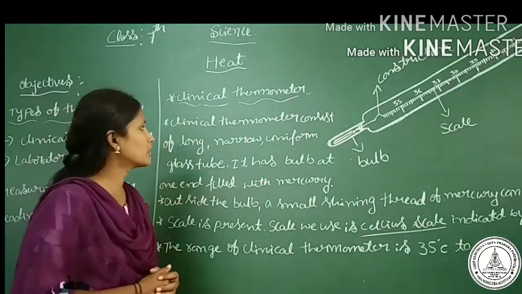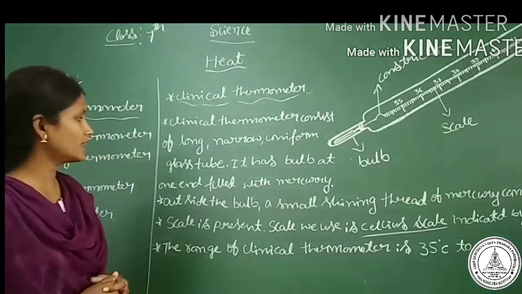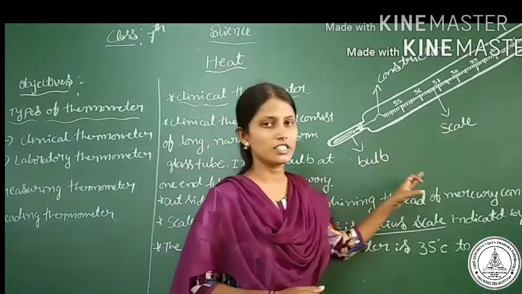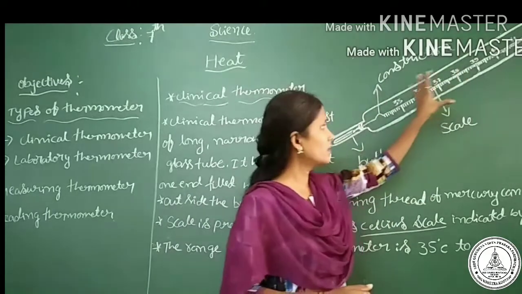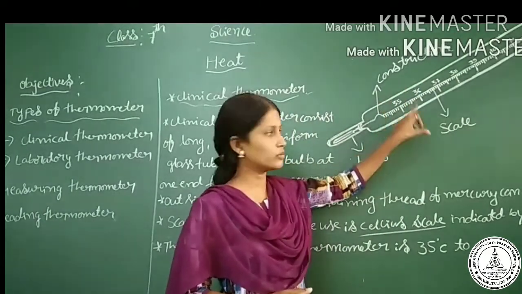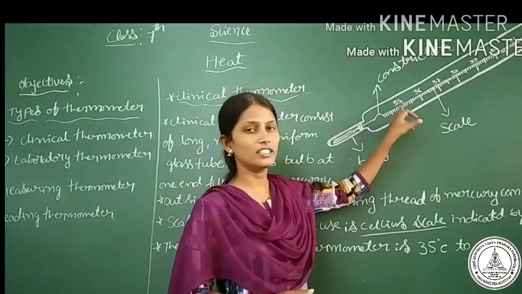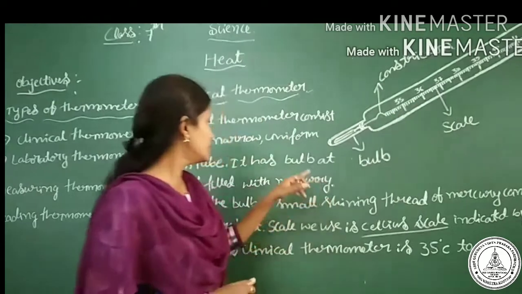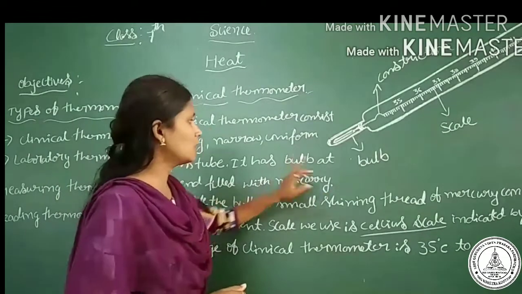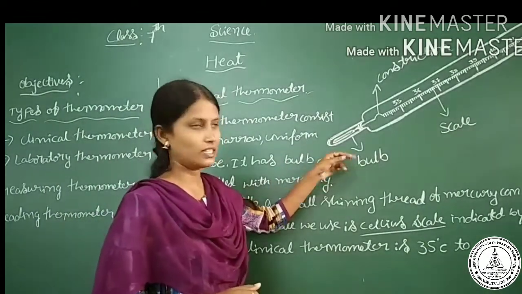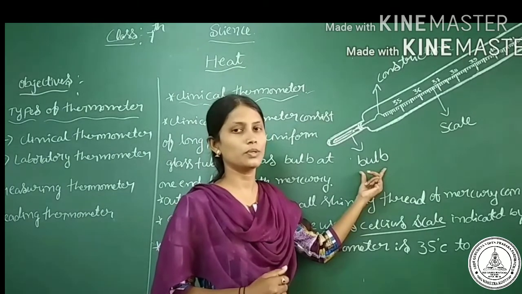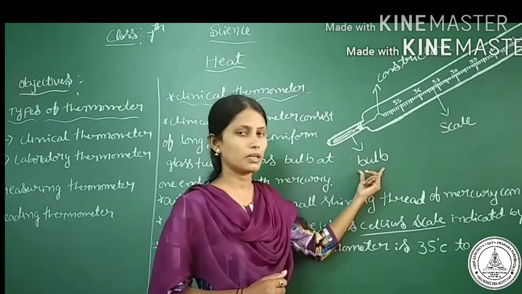The clinical thermometer consists of a long, narrow, uniform glass tube. The outer surface is made of glass tube. The bulb is present at one end. This bulb is filled with mercury, the liquid metal.